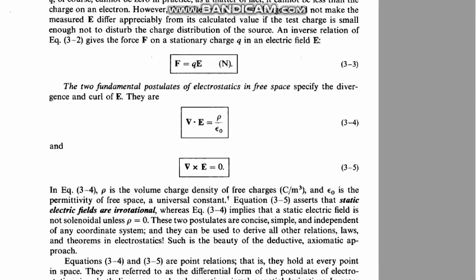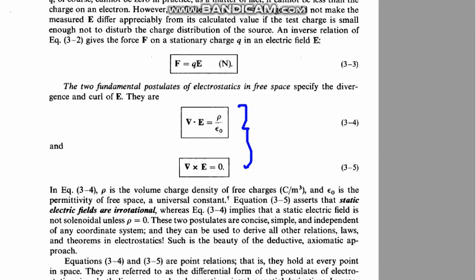That means coordinate systems like the rectangular or Cartesian coordinate system, the spherical coordinate system, and the cylindrical coordinate system are all applicable to these, and they can be used to derive all other relations, laws, and theorems in electrostatics. Such is the beauty of the deductive and axiomatic approach. That means these laws are useful in our next derivations of some equations in electrostatics.